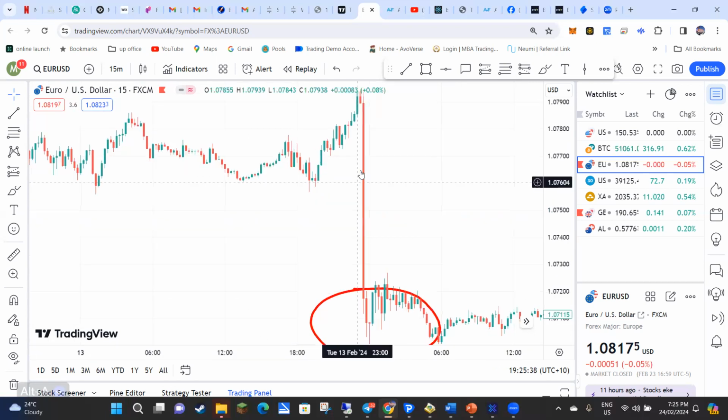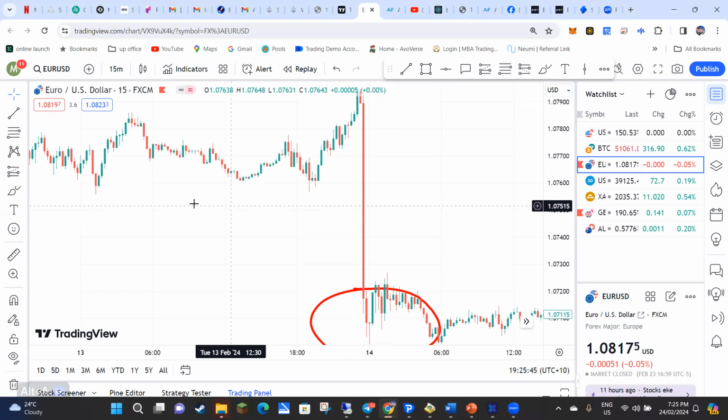Like this big red one here was obviously due to a red folder news event, which we'll get into at some stage as well, I guess.